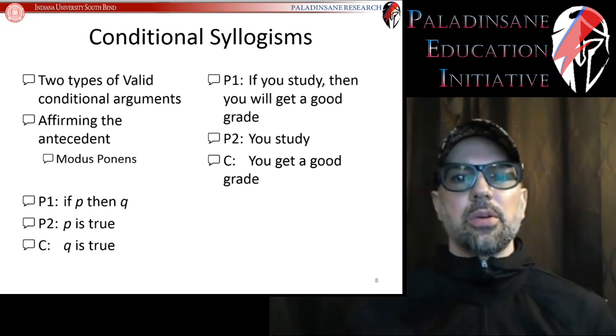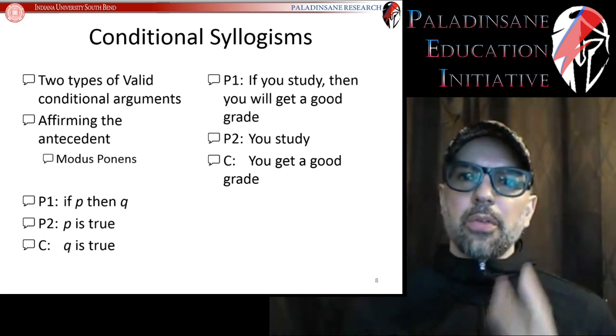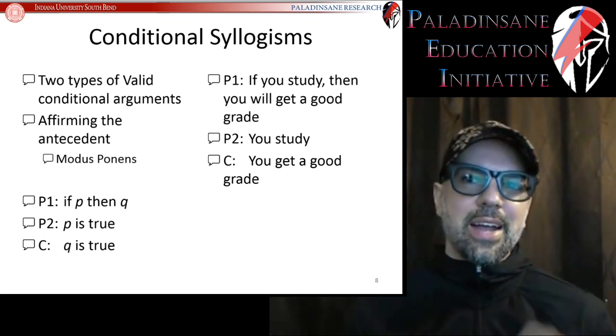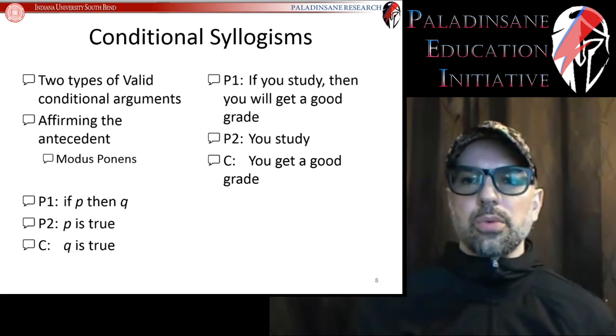So if you study, then you will get a good grade. Premise number two, you study. If both those premises are true, you are guaranteed that you will get a good grade. You're guaranteed that the conclusion will occur.